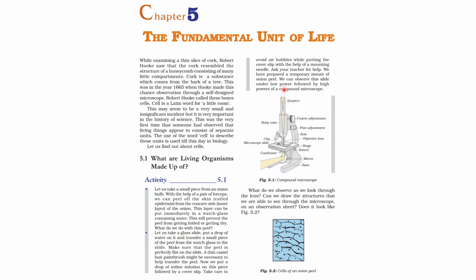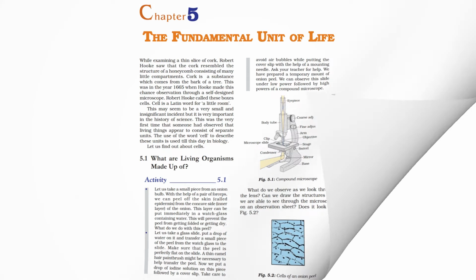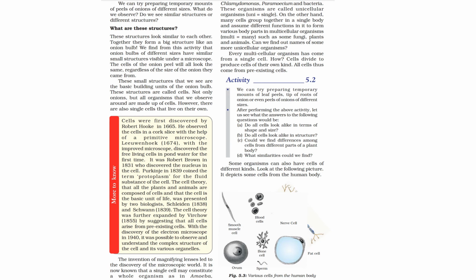Observe it under the low power followed by high power of a compound microscope. What do we observe as we look through the lens? Can we draw the structures that we are able to see through the microscope on an observation sheet? So this is how the cells of an onion peel look. We can try preparing temporary mounts of peels of onions of different sizes. So what do we observe? Do we see similar structures or different structures?